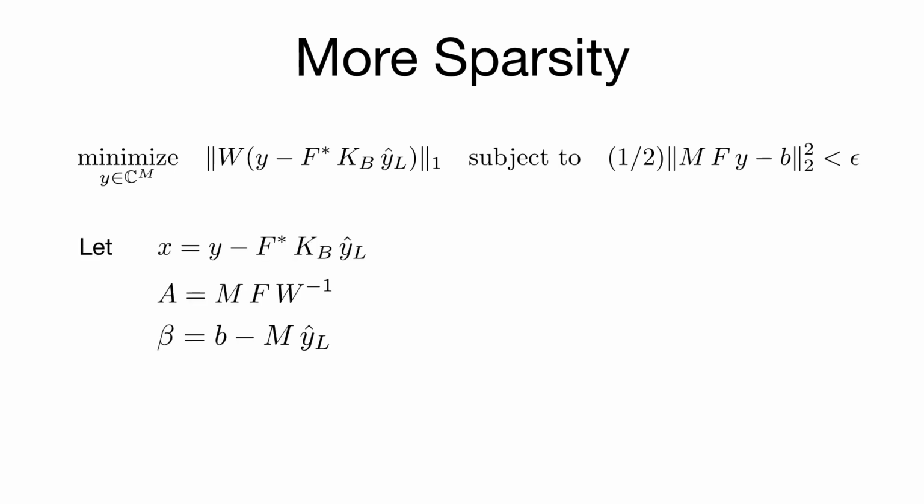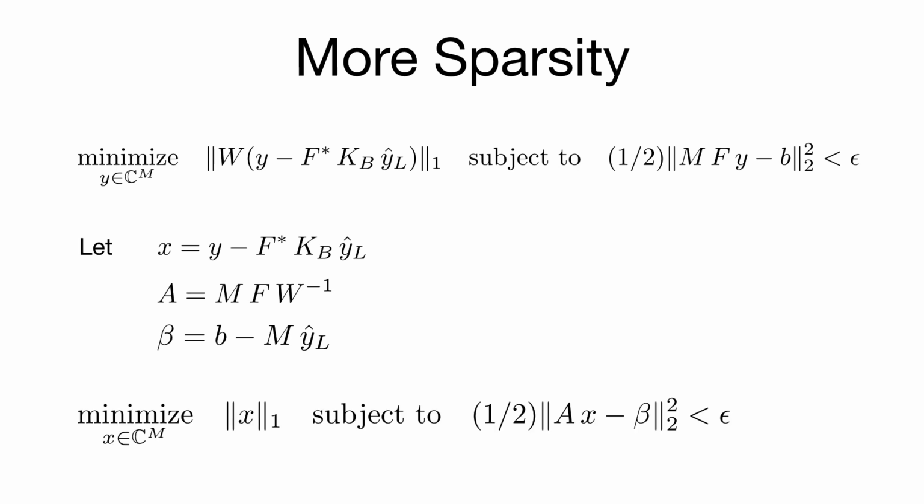And through a similar set of variable definitions, we end up again with a basis pursuit denoising problem. And the only difference between this problem and the one I showed you previously is that instead of being the L2 norm squared of AX minus B, it's now the L2 norm squared of AX minus beta. The matrix A is the same. So if the previous matrix A satisfied restricted isometry principle in levels, this one will as well.